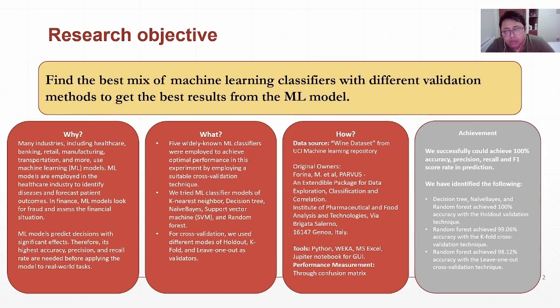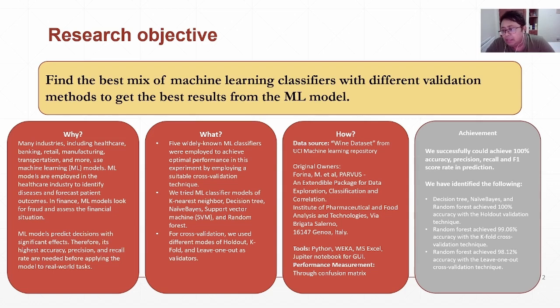We have used the data source of the UCI machine learning repository. The name of the data is the wine database, and we used Python, Weka, MS Excel, and Jupyter Notebook for the graphical user interface. And for the performance assessment, we have used the confusion matrix.